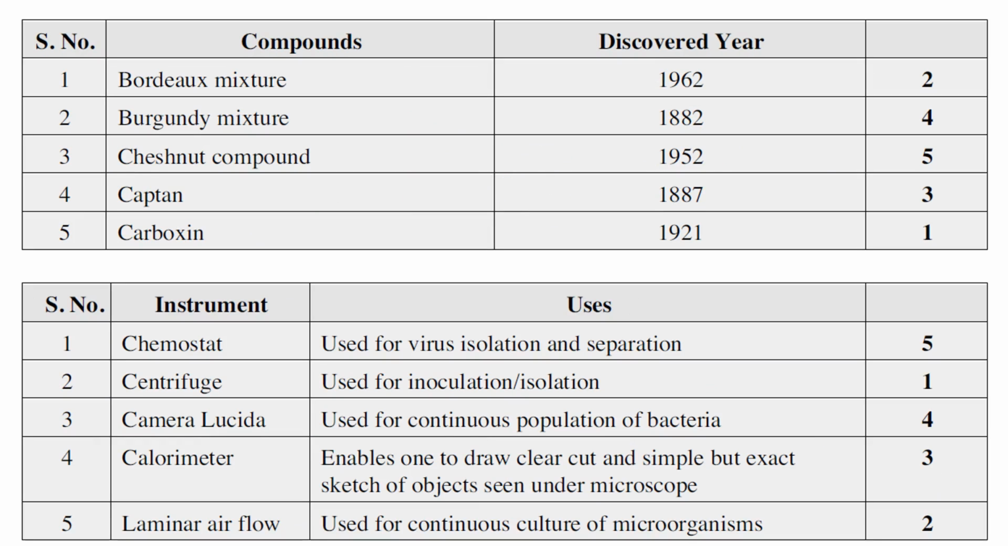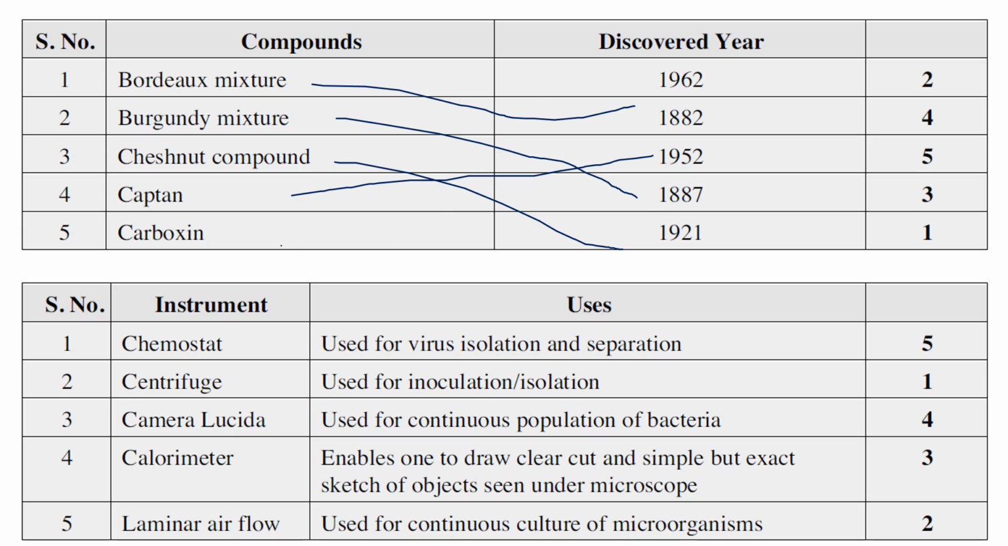The next one: left side is the compounds and the right side is discovery year. So Bordeaux mixture, which was discovered by Millardet in the year 1882. The next one is Burgundy mixture. Burgundy mixture was discovered by Masson 1887. Chestnut compound, Bewley 1921. Captan, Kittleson 1952. Carboxin, Van Schelming and Marshall Kulka.